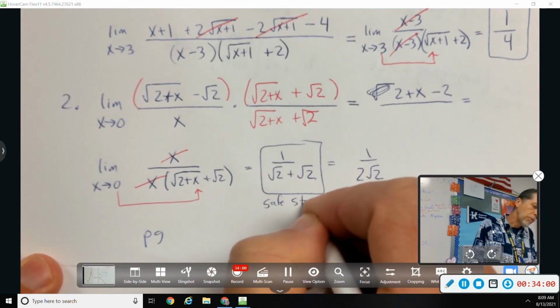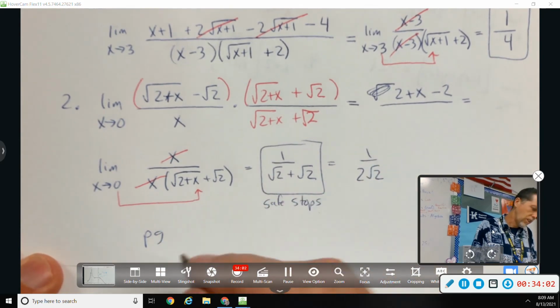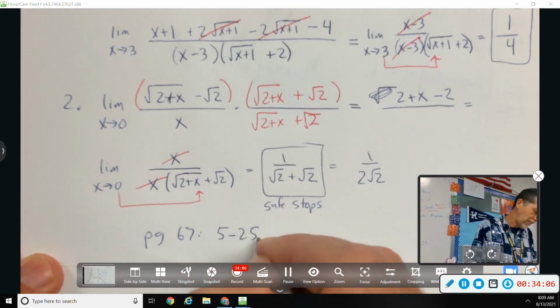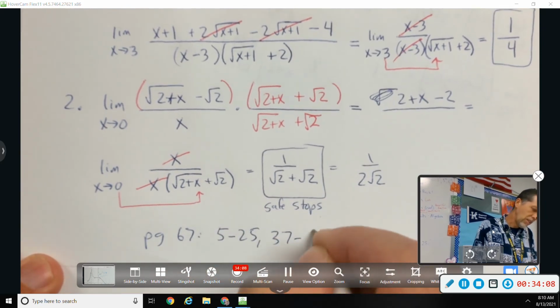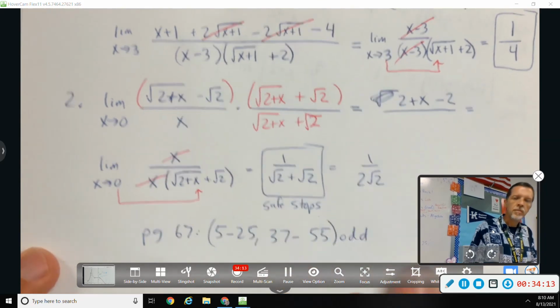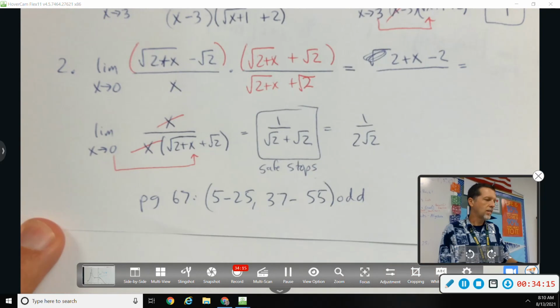We'll talk a lot more about safe stops as the year goes on. Basically, you don't have to simplify everything you had to simplify in previous math classes. Not by a long shot.